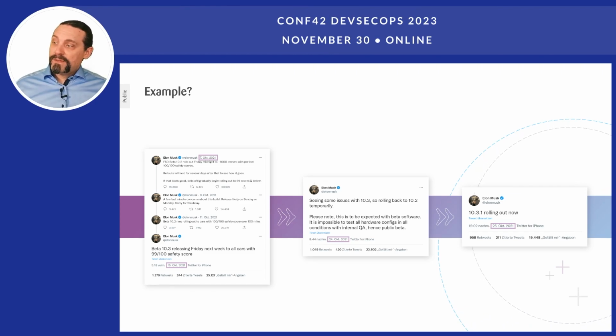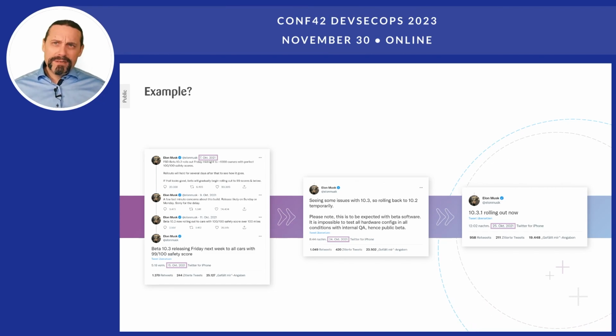Now, on the 15th of October, he then tweets, everything was okay with the 10.2 release, and we are releasing now 10.3 to a larger group of people. Again, this means that he was able to monitor the system, or Tesla was able to monitor these cars. Then on the 24th of October, he says, ooh, there were some problems with the 10.3 release. We are going to roll back to 10.2.